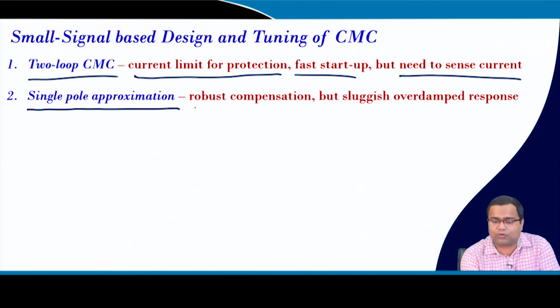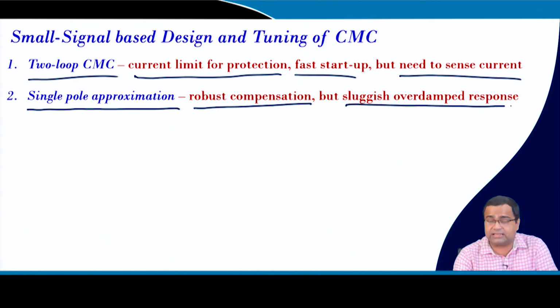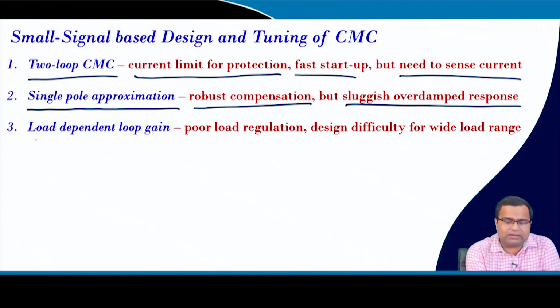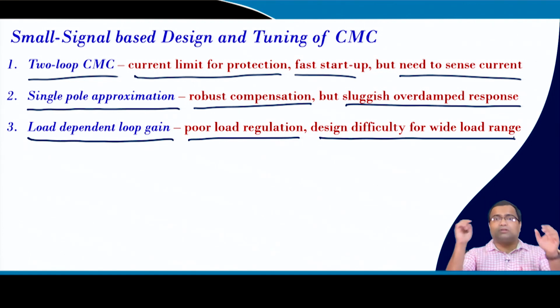So, you can go for robust compensation because there is no double pole effect, there is no Q peaking effect, but the response can be sluggish because of the overdamping. So, we need to properly design the compensator. The load dependent loop gain makes the current mode control poor in load regulation, and it is also very difficult to design for a wide load current range.